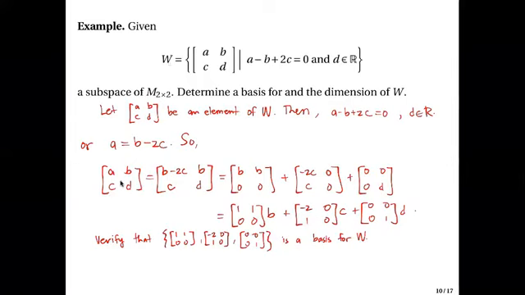The span of W, it's already written in here. This is an element of W, and then you can write it this way. So it remains to show that these three vectors are linearly independent. So once you've verified this, you can now conclude that the dimension of W is equal to 3. Okay?